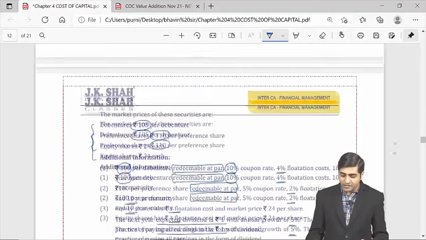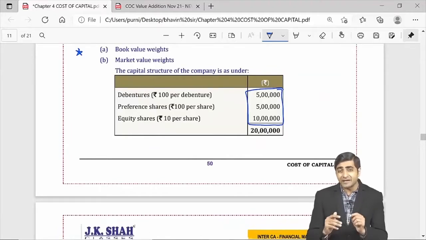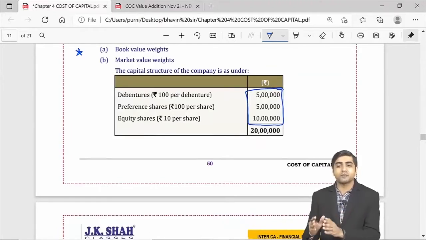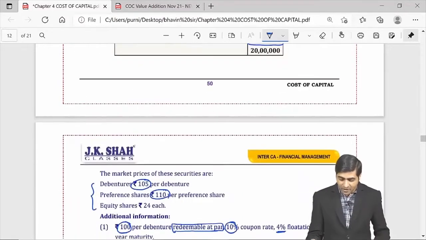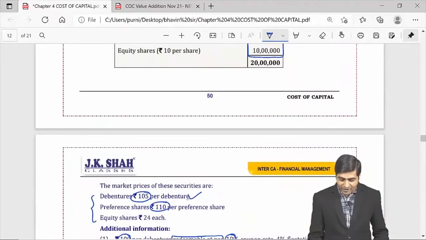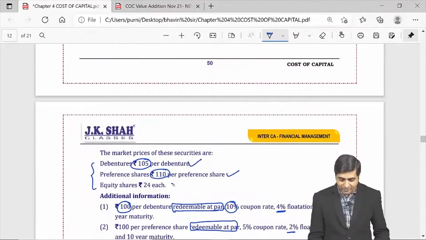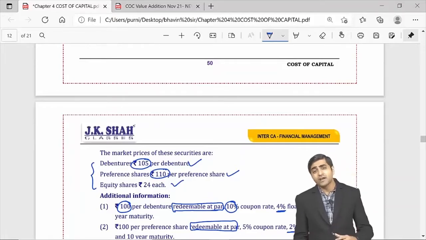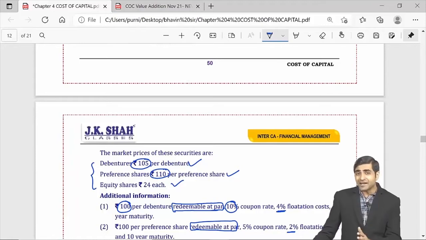So in book value weights, we'll be taking 5 lakh, 5 lakhs and 10 lakhs, and we'll be treating this for the purpose of your proportions, and that's how the cost will be calculated. But for market value weights, we'll be taking the number of debentures, 5,000, multiplied by 105. Here we'll be taking 5,000 multiplied by 110, and here we'll be taking 1 lakh multiplied by 24. So that's how your calculations will be done regarding your market value weights.